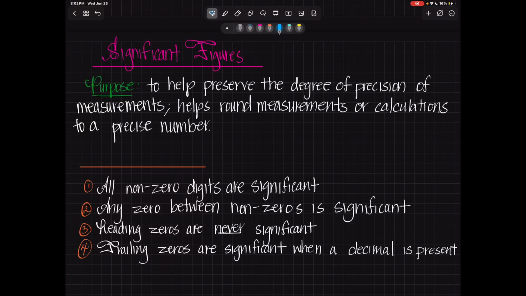Today we're diving into significant figures, the secret to nailing precision in math and science. Whether it's chemistry or physics, this skill will level up your calculations.